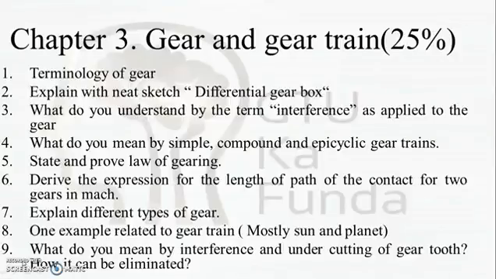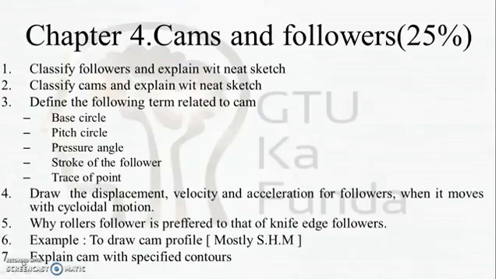And next is interference, which will also be easy for you. Now cams and followers. Cams and followers is a very easy chapter. In this, classify the follower and explain with a neat sketch, and classify the cam and explain with a neat sketch. From these two questions, one question will surely be asked in the examination, which will be very easy for you to understand and to write.